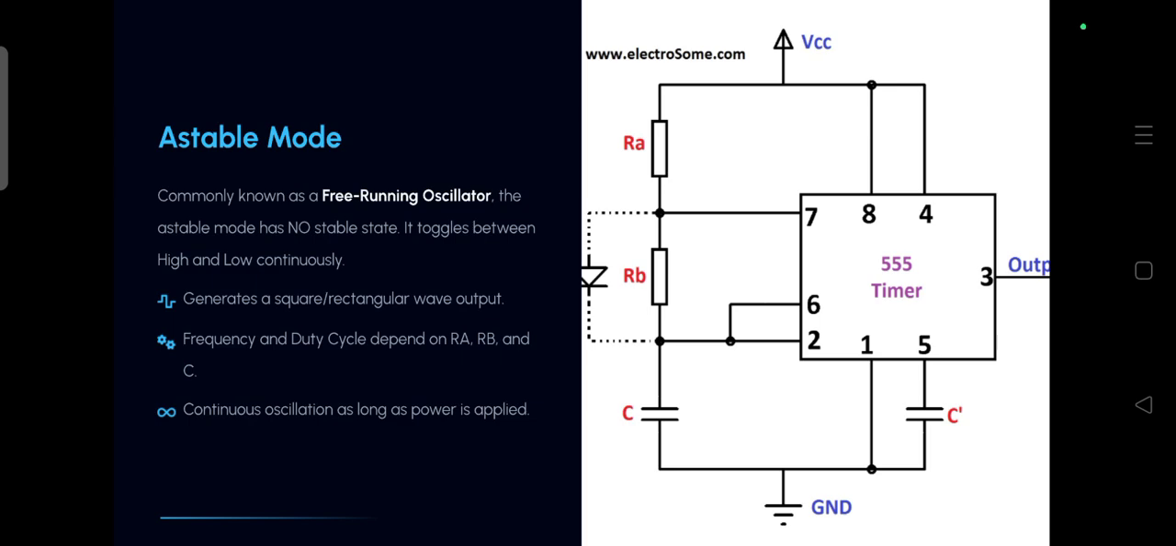Frequency and duty cycle depend on RA, RB and C. Continuous oscillation occurs as long as power is applied. At last, the capacitor negative is grounded. The 555 timer IC pin number 3 is the output.